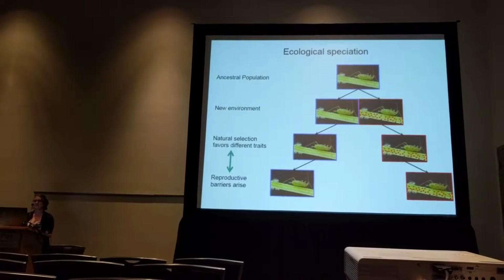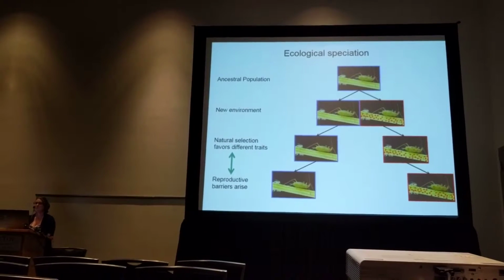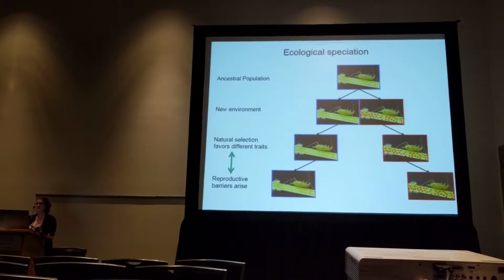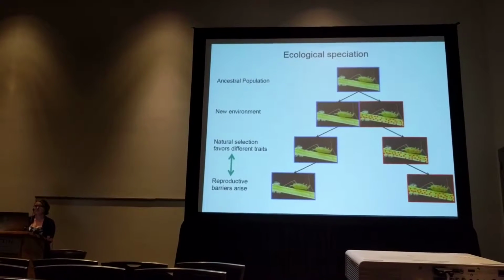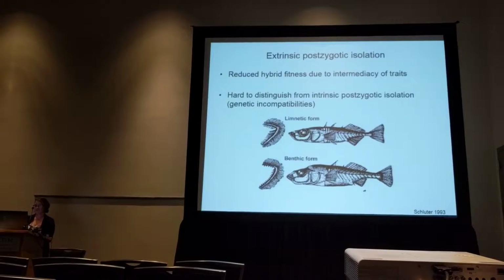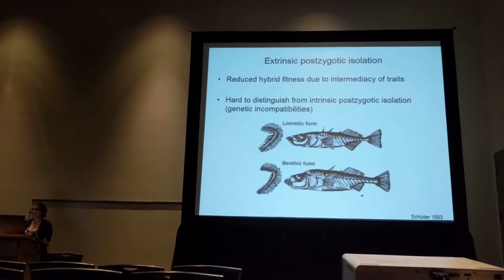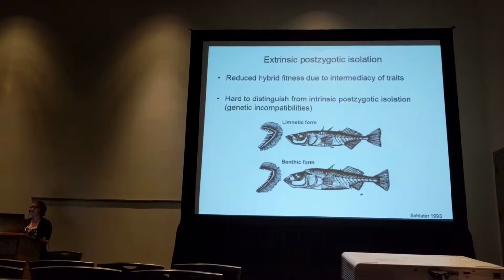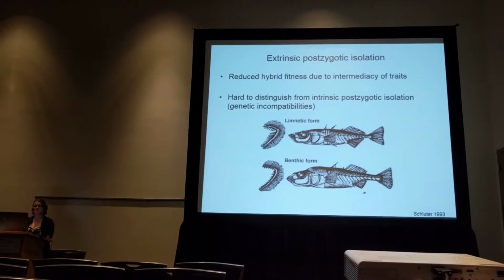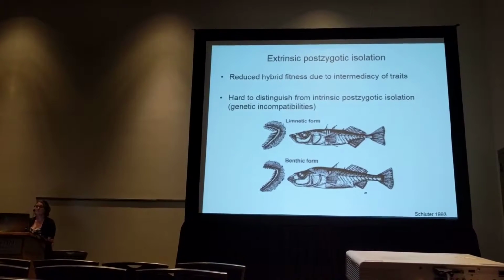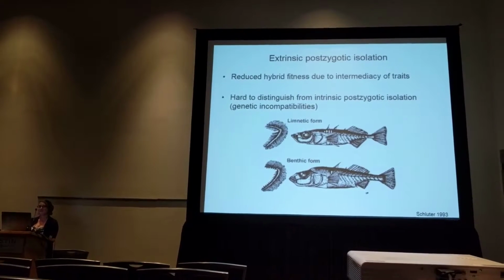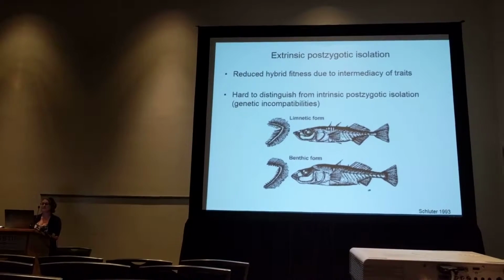However, in many cases of ecological speciation, we don't know the nature of the traits under divergent selection, nor the mechanism connecting divergent selection to reproductive isolation. One of the unique barriers in ecological speciation is extrinsic post-zygotic isolation, which is where you have reduced hybrid fitness in the parental environments due to intermediacy of traits.